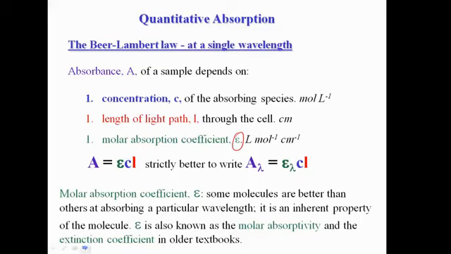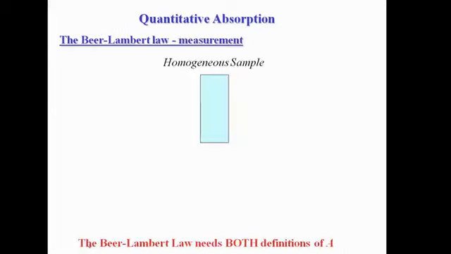And then you have the molar absorption coefficient, which is an inherent property, and some molecules are better than others at absorbing at particular wavelengths. It's also known as the molar absorptivity and the extinction coefficient. So there are a few names for it, but we'll call it the molar absorption coefficient. Right, so let's move on and talk a bit more about this.